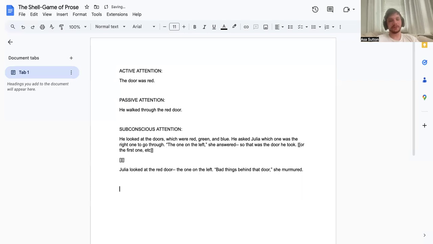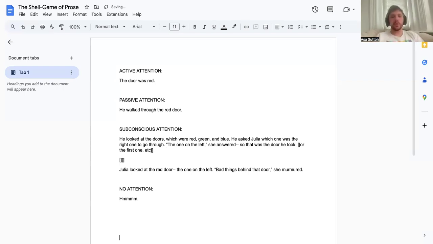And then of course there's missing details, or no attention. This one is hard to demonstrate because it's literally the lack of attention. It doesn't actually matter what color the door is, and the detail doesn't come to the surface.